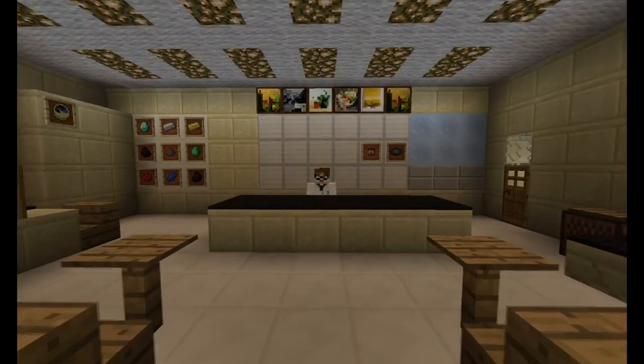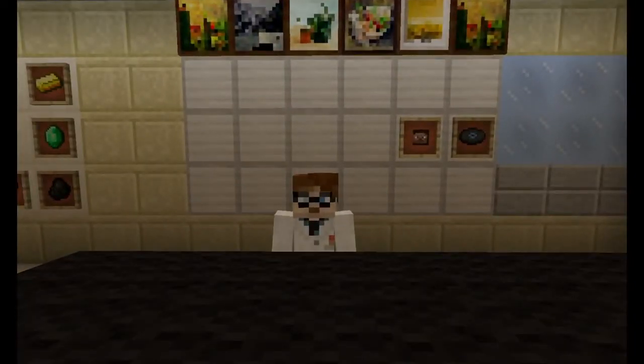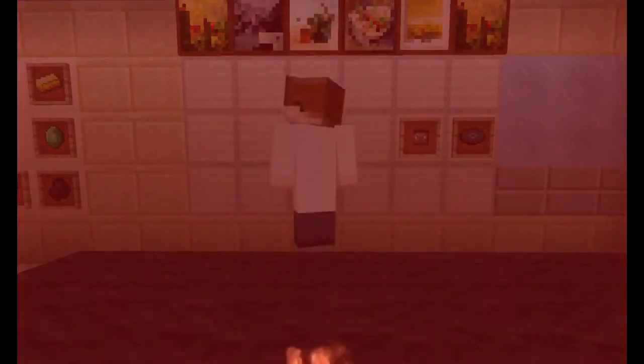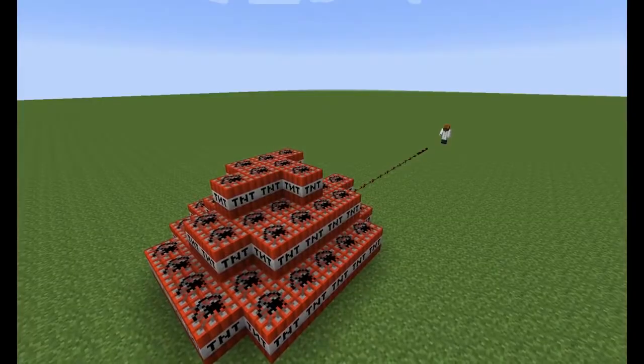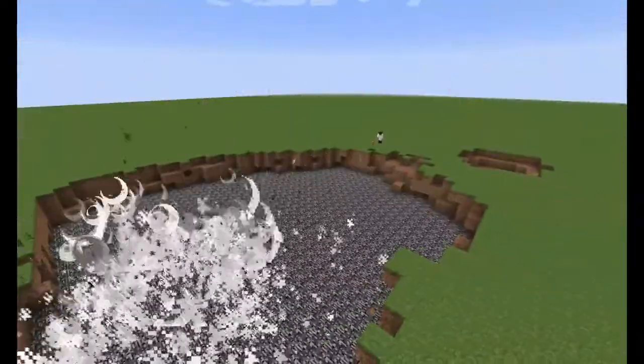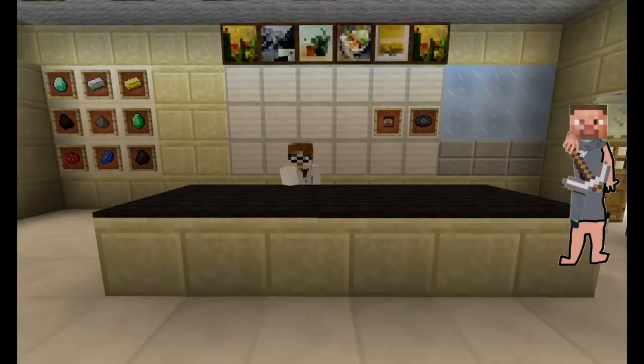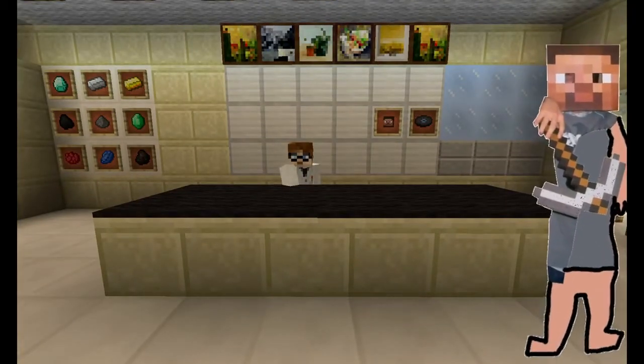Because when elements are unstable, they are highly reactive. And when an element is highly reactive, bad things should happen. Like this! Woo! Science! Stop right there, Teach!